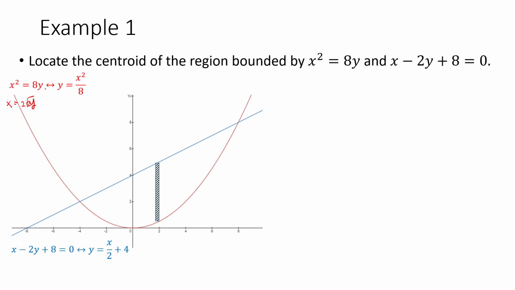For the y component, or in terms of y, you have y equals x squared over 8. Same goes for this formula here. If you're going to express this one in x terms, x equals 2y minus 8. So the y component of this one is this particular equation, y equals x over 2 plus 4. It's in terms of y because, as you can see in the graph, we're going to utilize the vertical strip for this problem.